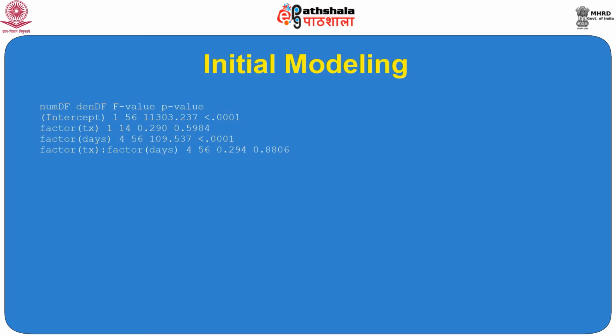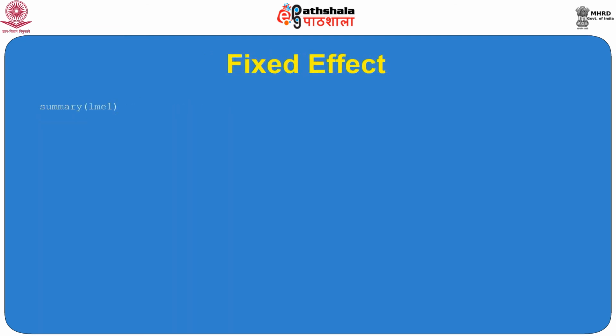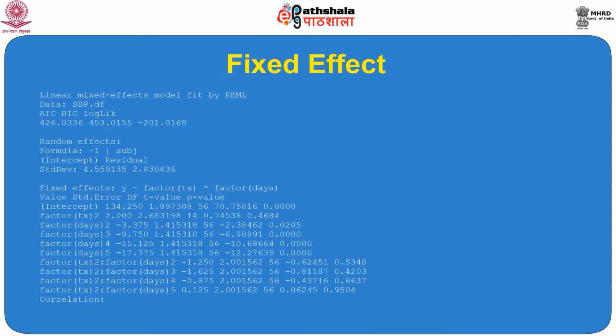0.5984. Now we are going to get the estimates for the fixed effect model that we have considered here, treatment and days. AIC stands for Akaike information criterion and BIC stands for Bayesian information criterion, and logLik is the log likelihood of these estimates. As a result we can see that the AIC value is coming 426.03, BIC 453.01, and log likelihood 201.01. Based on these AIC and BIC values we can compare several models and find out which model is best fitted.